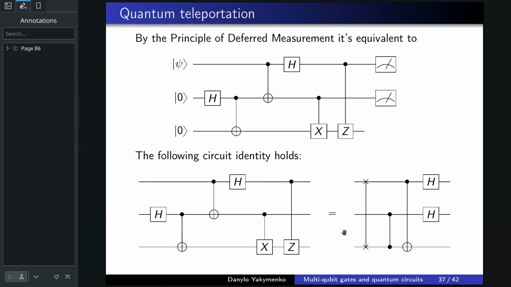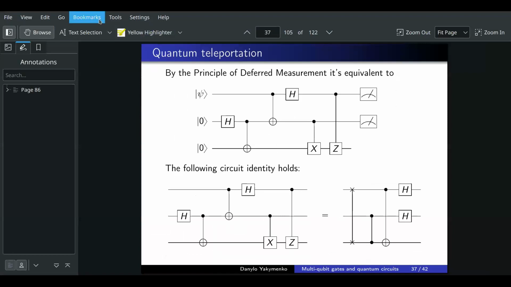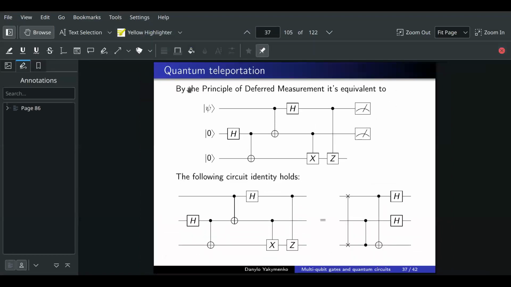Now, how do we prove the result? Since the input state was psi, ket 0, ket 0, then it was this state psi here, 0 here, and 0 here, right?